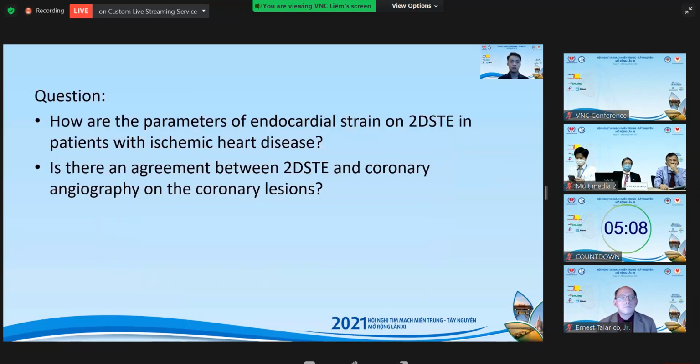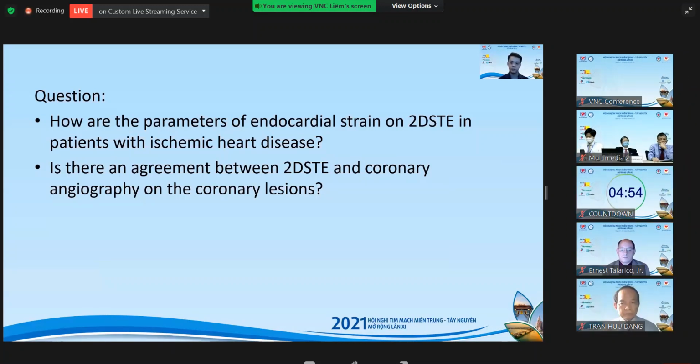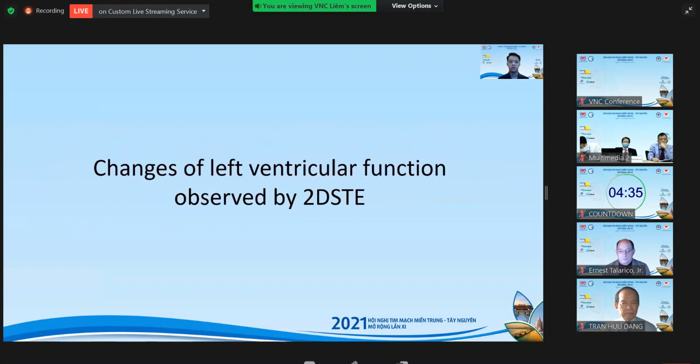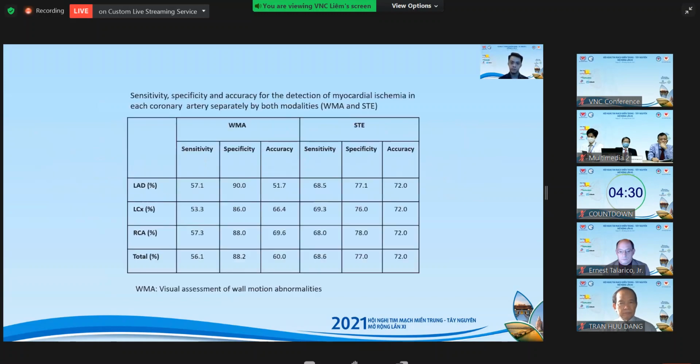We have two questions. How are the parameters of endocardial strain on 2D STE in patients with ischemic heart disease? And the second is, is there an agreement between 2D STE and coronary angiography on the coronary lesions? To answer those questions, we have 60 participants with an average age of 60 to 79 years. Hypertension and smoking are risk factors, and also dyslipidemia. We observed the change in left ventricular function by 2D STE.